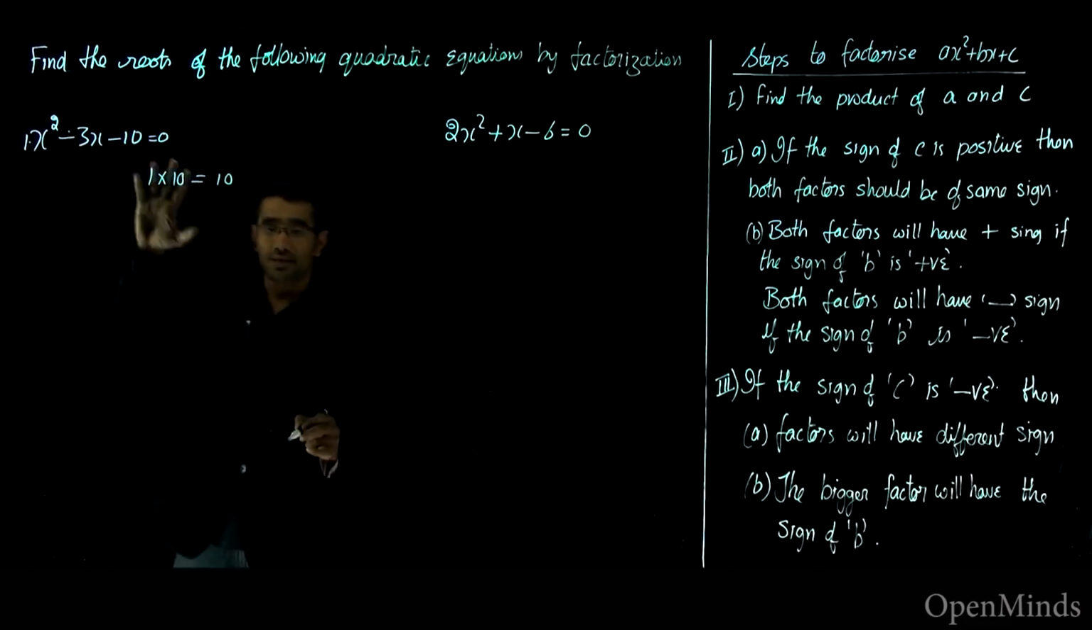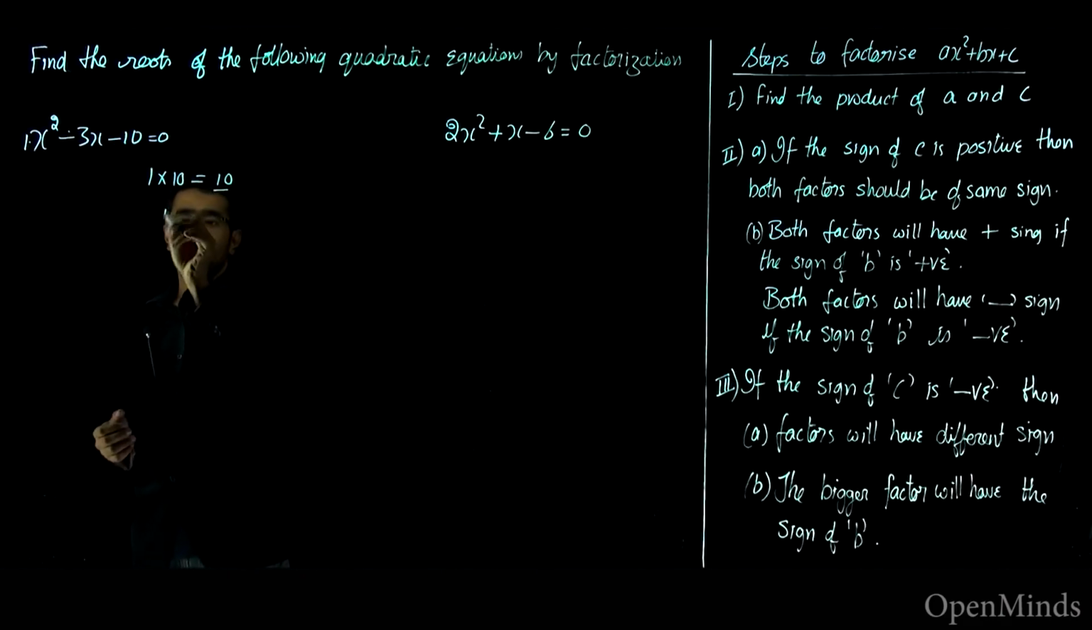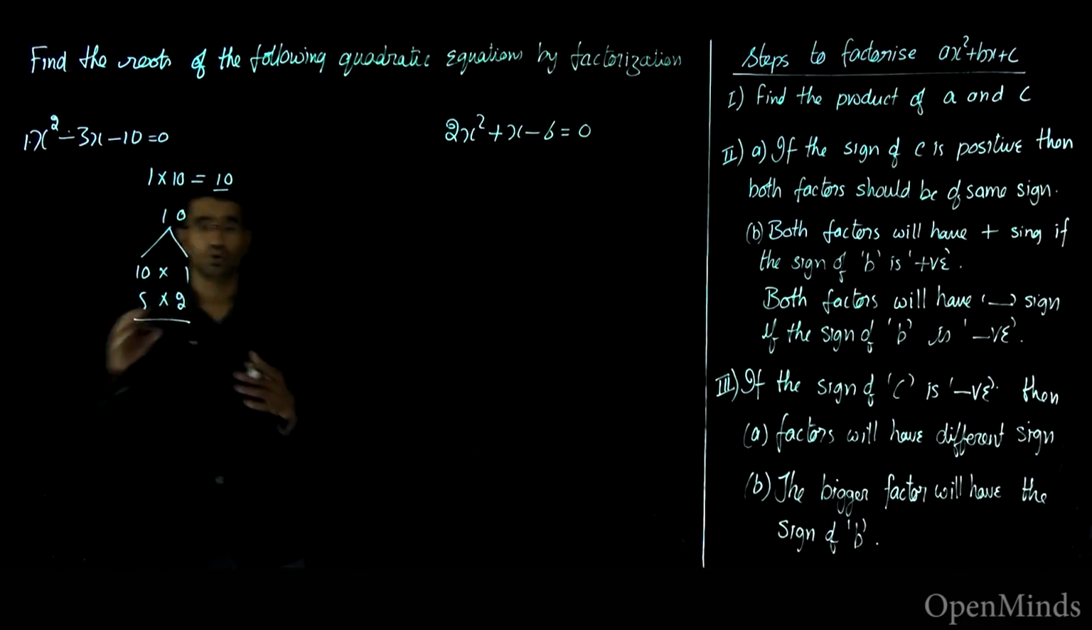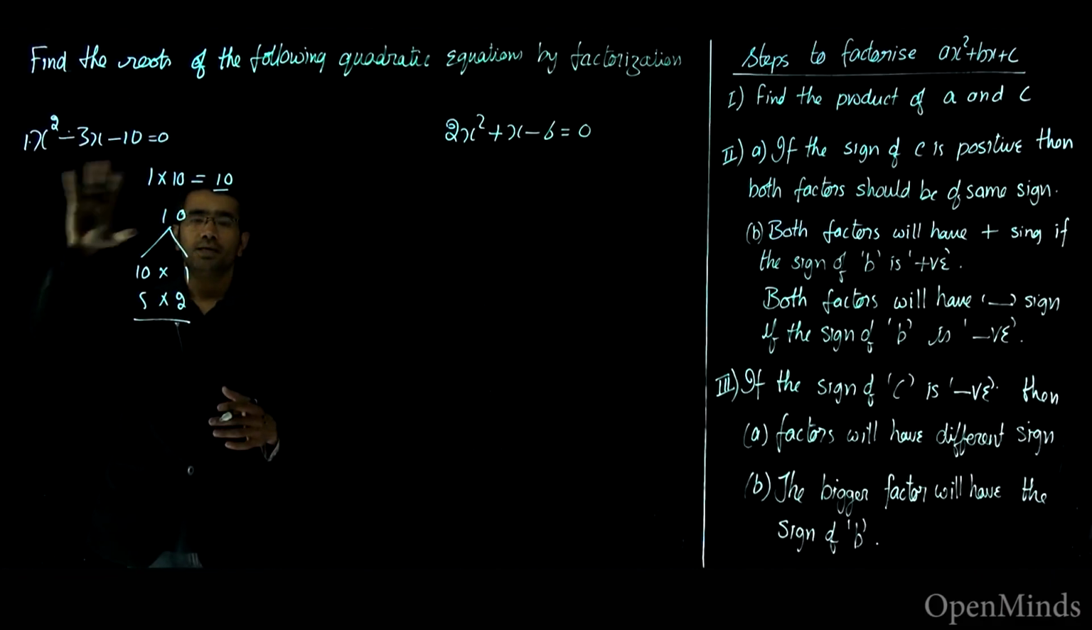Now, I will neglect the sign for now. What are the factors of 10? 10 can be written as simply 10 times 1 or 5 times 2. These are the two factors I am supposed to use to factorize this. Now, what's the next thing?